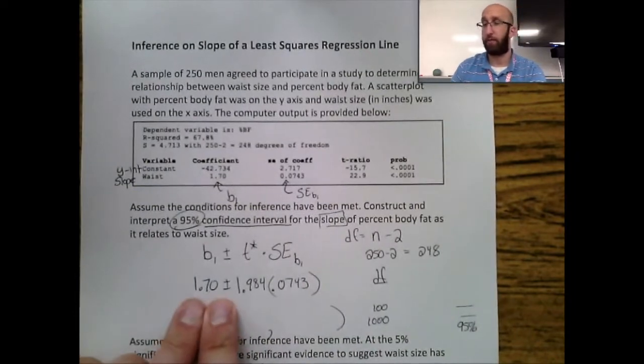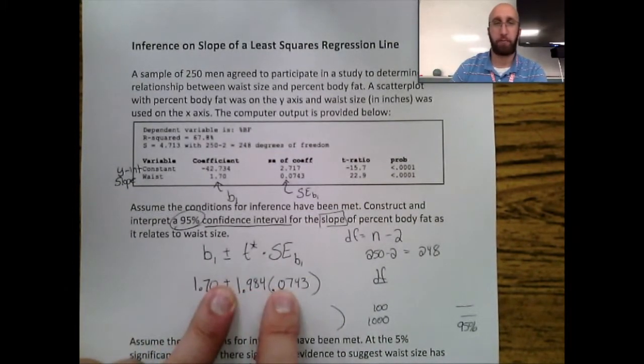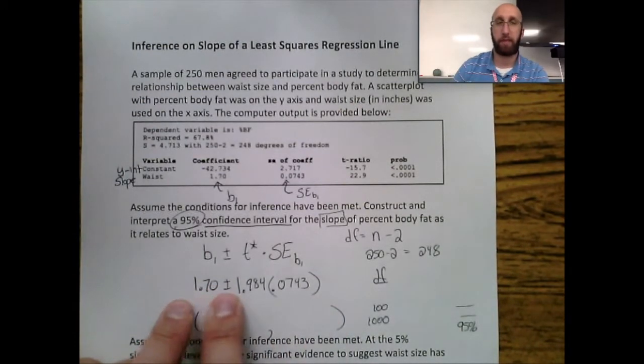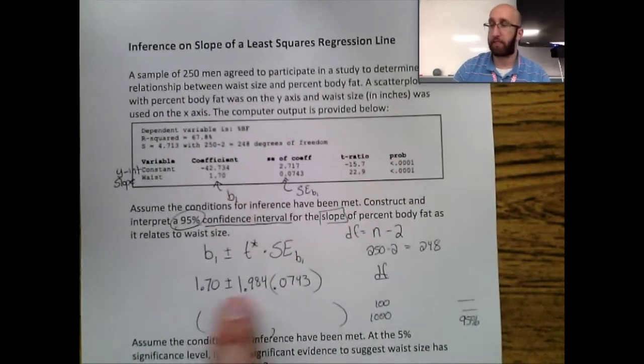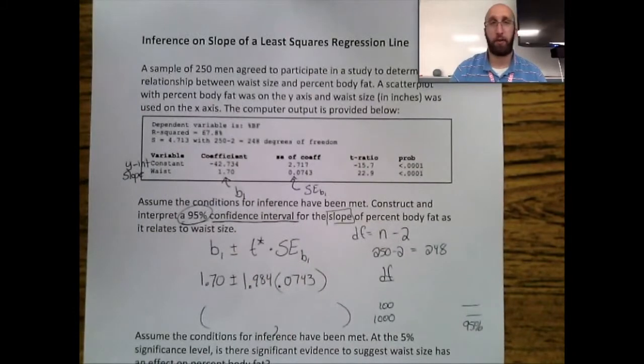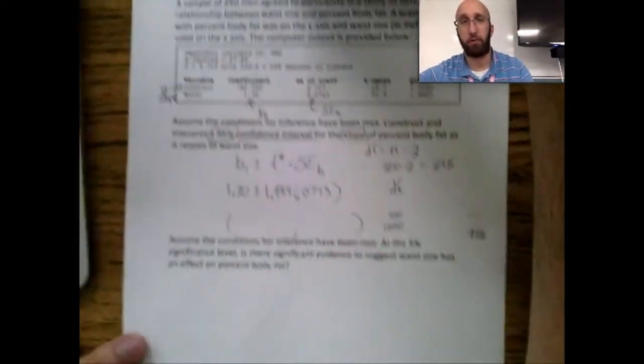You just sit there and figure out 1.70 plus 1.984 times 0.0743. That's going to give you the upper interval. And then you could do 1.70 minus those two things multiplied out as well. And that would get your interval if you want to go that far. But this is that interval put together. You could always take it farther if you wanted to. Okay, so pulling that information from the computer output is very, very crucial.